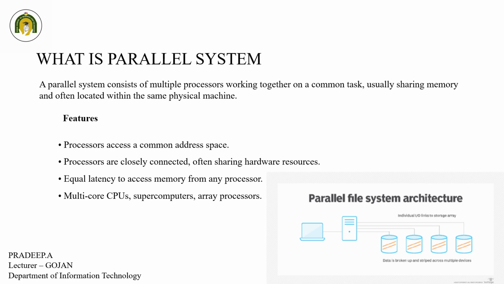In this diagram, we can see the parallel file system architecture with a single node and the individual input and output linked to the storage array. So, data containers are taken and striped across the multiple devices.